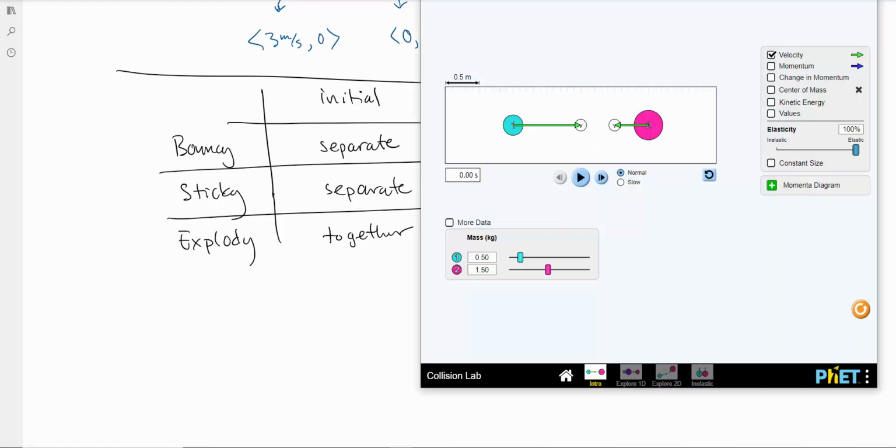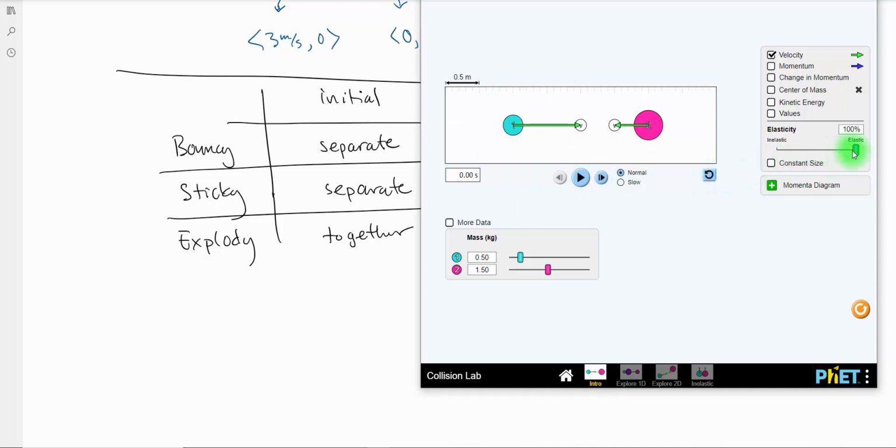To help demonstrate that, we have here a PhET simulation. In this case, there are two objects moving towards each other. They're separate in the beginning, and I have the elasticity set to 100%. Now, this is going to be super duper bouncy. If I click play, they're separate in the beginning and separate in the end. This simulation is already going through and doing calculations to figure out where things are going to go.